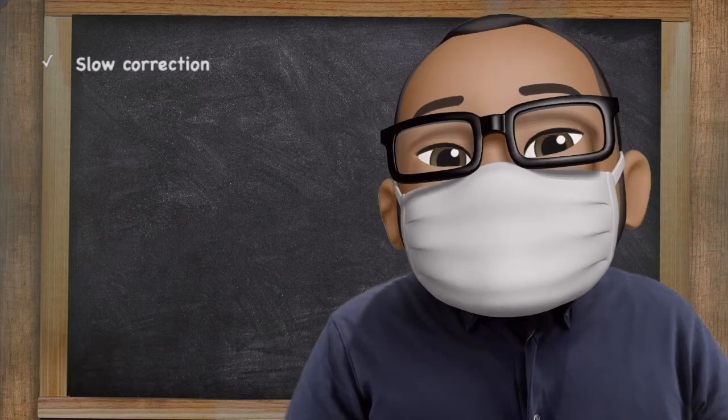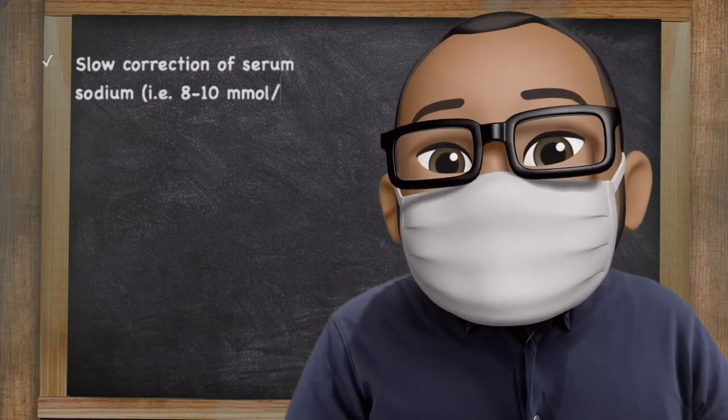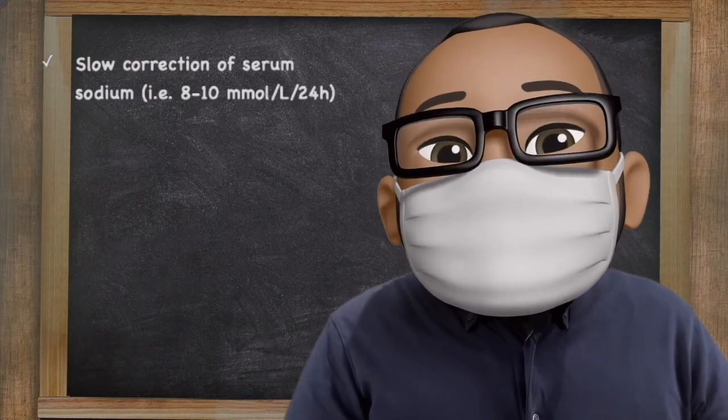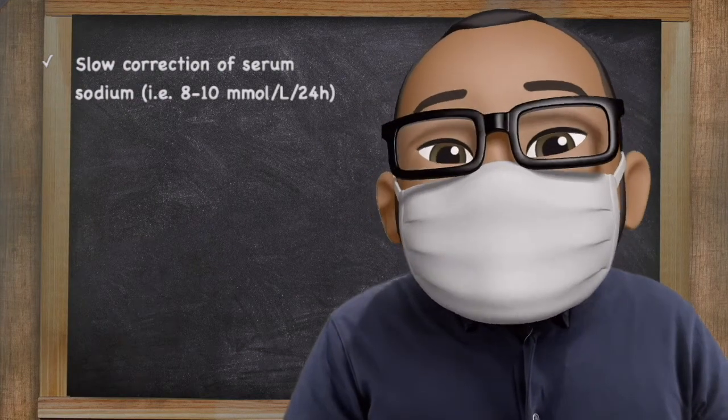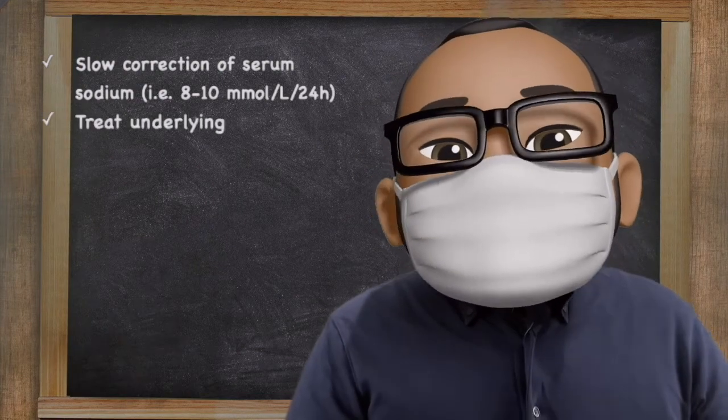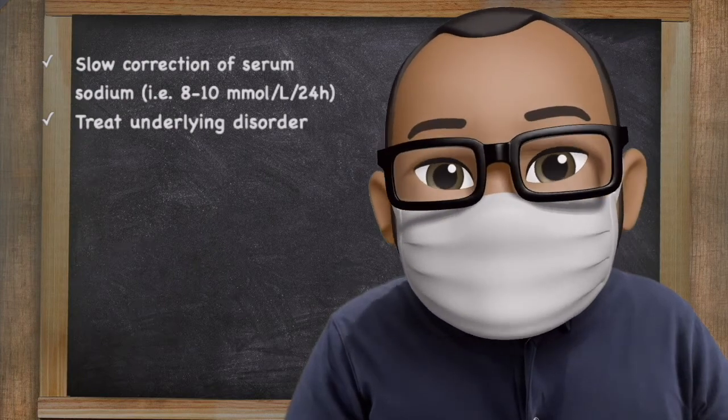Summary: when you talk about correction of hyponatremia, always remember that it should be a slow correction of serum sodium, around 8 to 10 millimoles per liter per 24 hours. And not to overemphasize, treat the underlying disorder for all these cases.